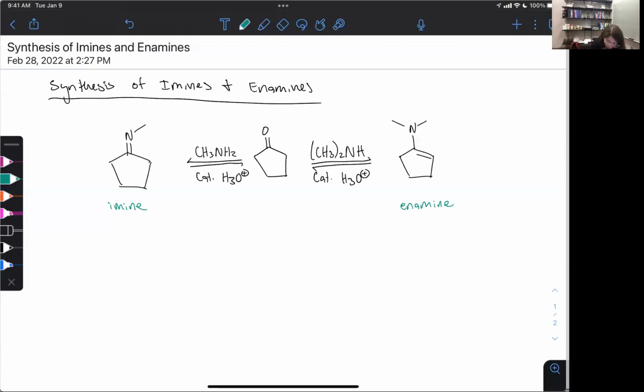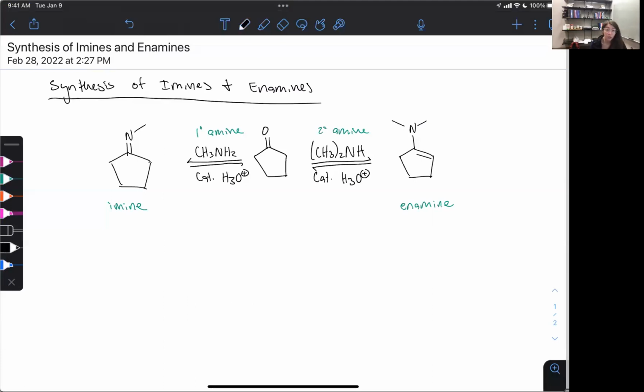We get these two different products by using very similar reaction conditions. It's just a change in what kind of amine you're actually using. Over here, we've got a primary amine, and that gets us to the imine. If we use a secondary amine, that gets us to the enamine. So we need to be very careful about identifying which one you have so that we know what's going on in terms of the mechanism.